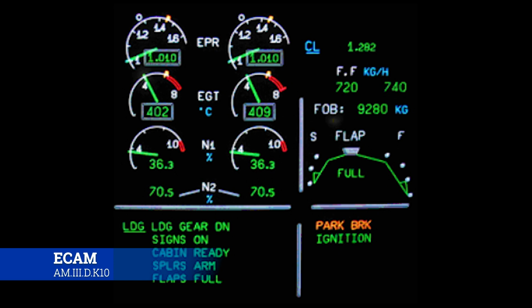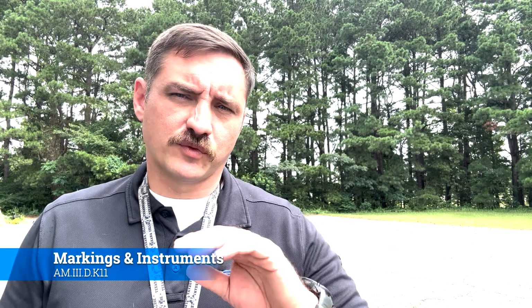But the takeaway here is that ECAM and EICAS are basically the same thing. You're more likely to see an ECAS abbreviation or acronym in the recip world than you will with ECAM. But either way, it all tells you the same information and does the same thing. It's just two different systems with two different underpinning philosophies. Now let's talk about the range markings and the instrument conditions themselves as potential places where we could have a fault.